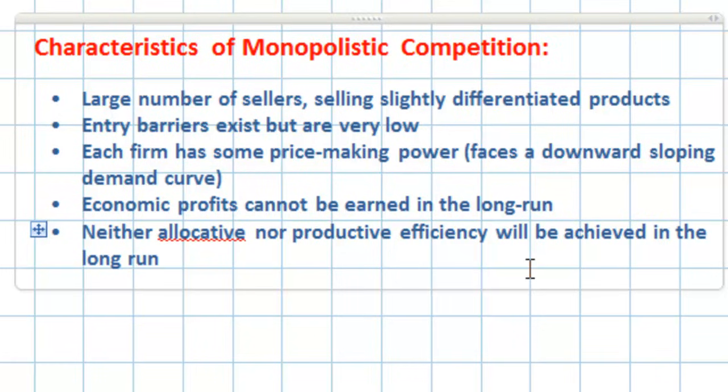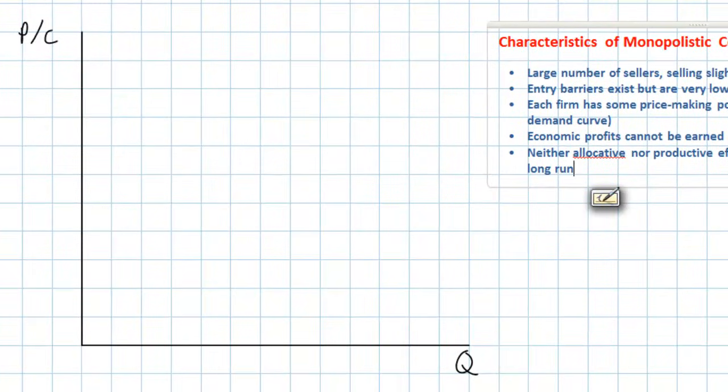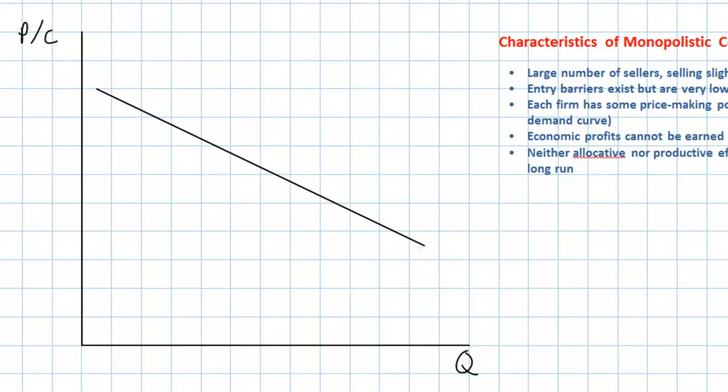So let's get into our graphical analysis of monopolistic competition. We can actually illustrate a graph for an individual firm in monopolistic competition based on some of the characteristics that we've just identified. For example, the fact that firms differentiate their products implies that they'll have some price-making power, and that the demand that each individual firm will face is downward sloping.